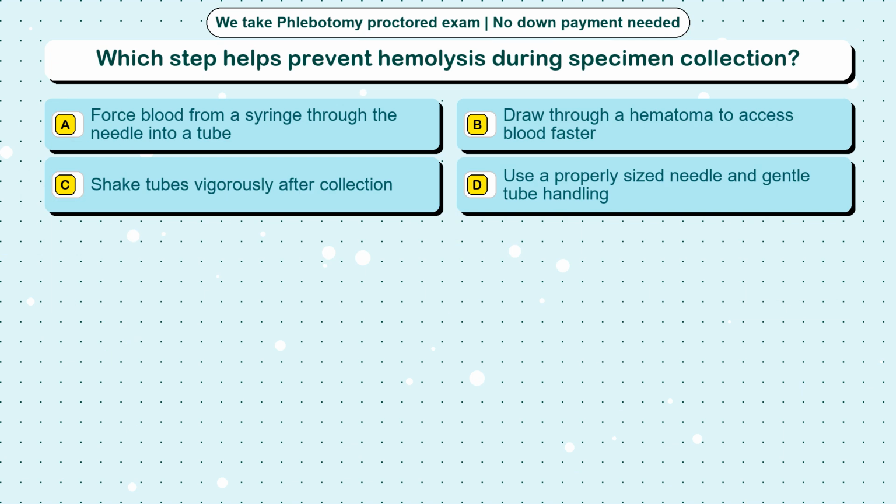Question 7. Which step helps prevent hemolysis during specimen collection? Option A. Force blood from a syringe through the needle into a tube. Option B. Draw through a hematoma to access blood faster. Option C. Shake tubes vigorously after collection. Option D. Use a properly sized needle and gentle tube handling.